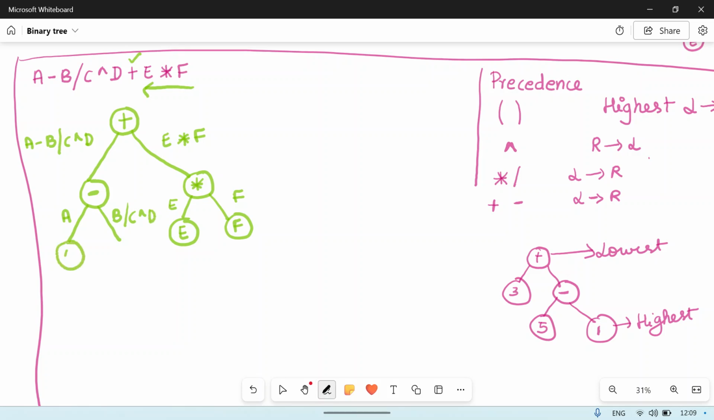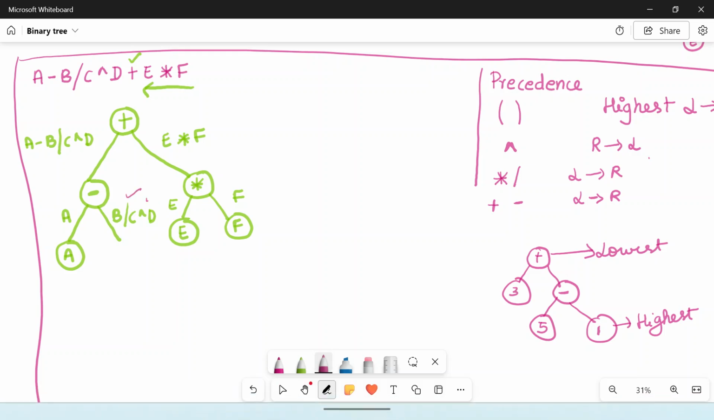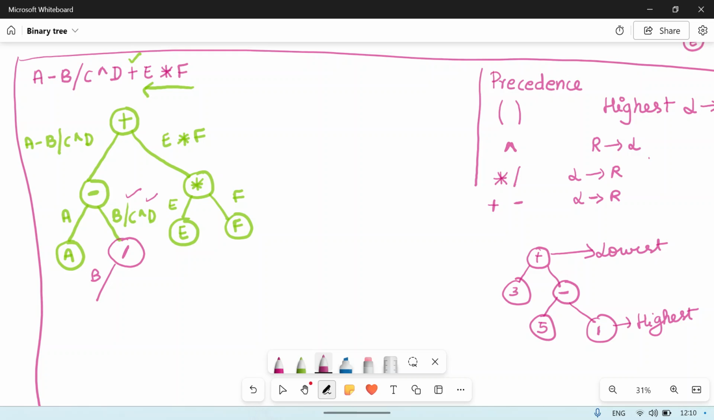So here A will be coming. Then, the right child is having two arithmetic operators, right? One is division and the other one is power. So which is having the least precedence? Division is having the least precedence. So division will become the next root. What is towards its left? B. And what is towards the right? C power D. So B will be here, and power, obviously an operator, will come in the middle, with C over here and D to the right.